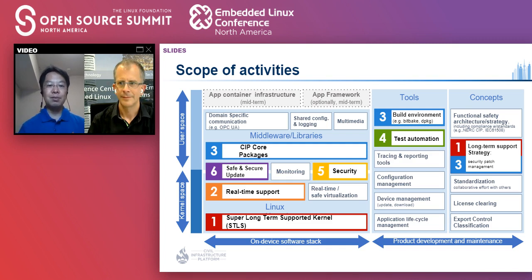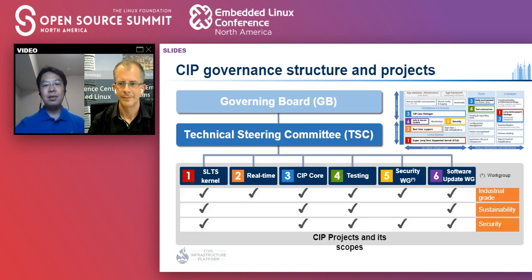We are currently doing 6 activities a year, and each topic relates to our key aspects: industrial grade, sustainability, and security. We have a technical steering committee to prioritize what we currently do and what we should do. There are 6 activities focusing on each technical aspect, and today we have 4 sessions from these activities.